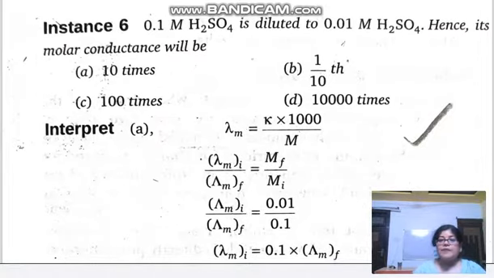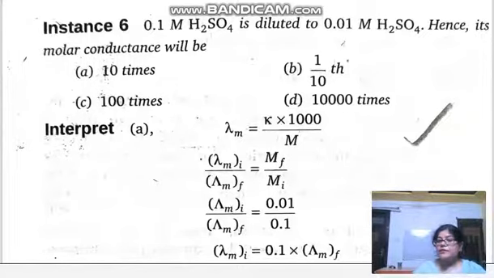Now we have a numerical. 0.1 molarity H2SO4 is diluted. It has molarity 0.1 and it was diluted to 0.001. That means it becomes more dilute. Now we have to find its molar conductance.